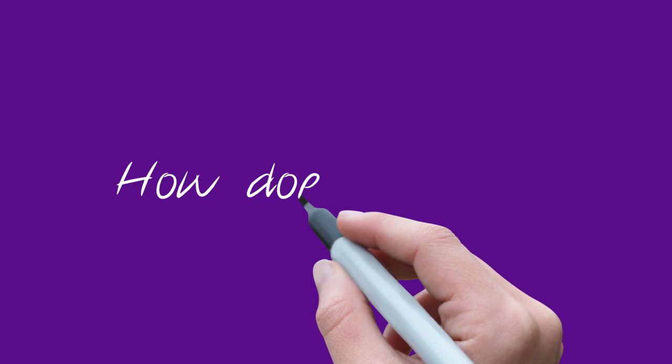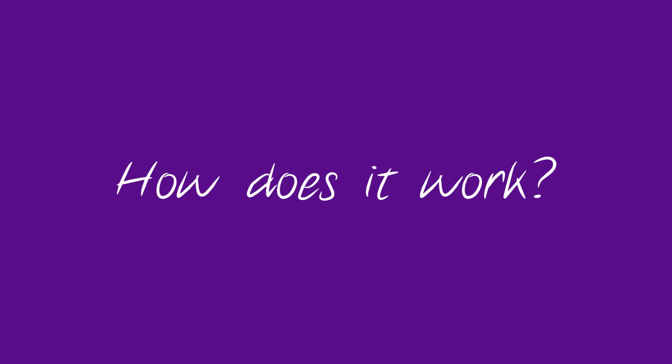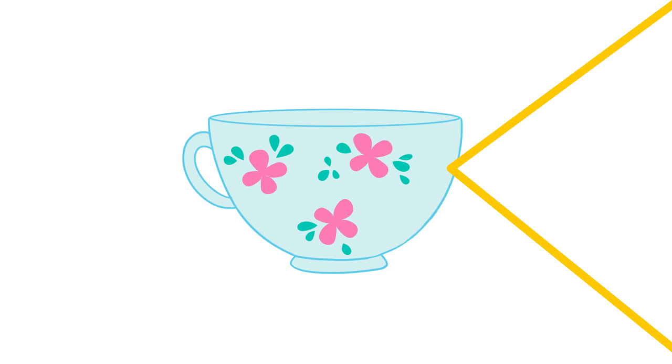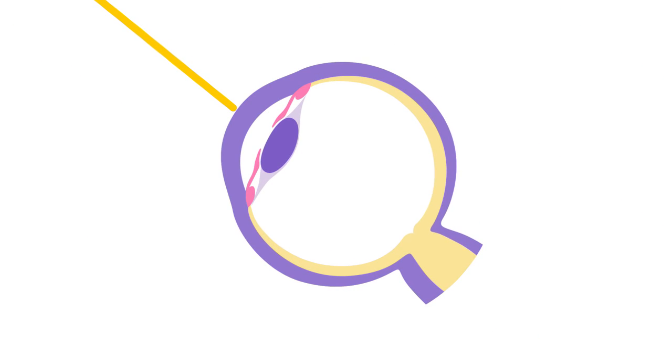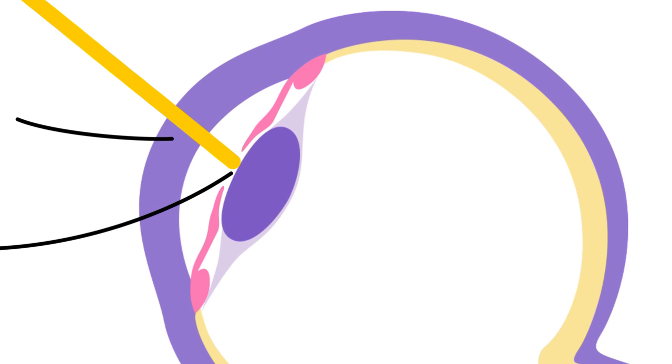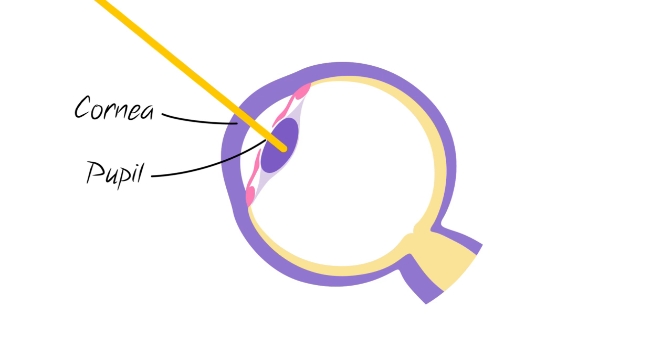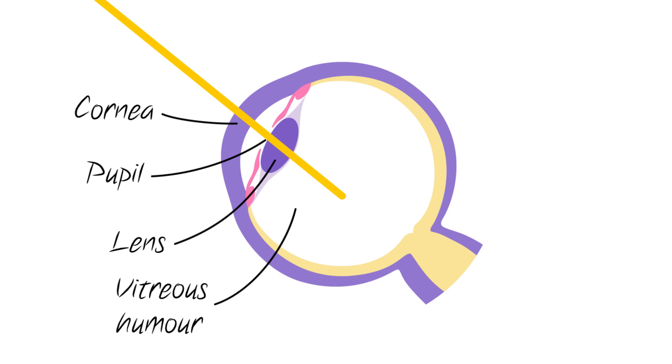How does it work? To see, first there must be light. Light produced by sources like light bulbs or the sun bounces off objects. Light enters the eye through the cornea and the pupil, which changes in size depending on light intensity. It then passes through the lens and the vitreous humor to reach the retina.